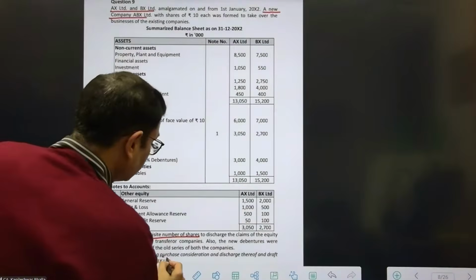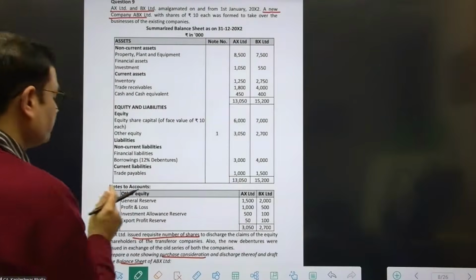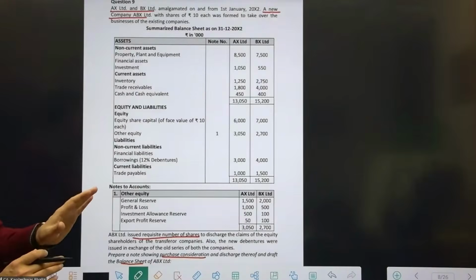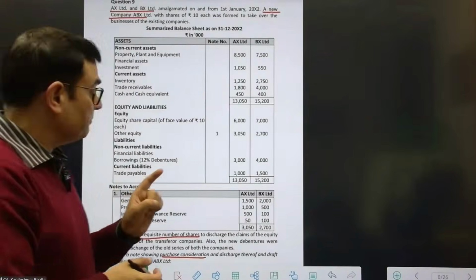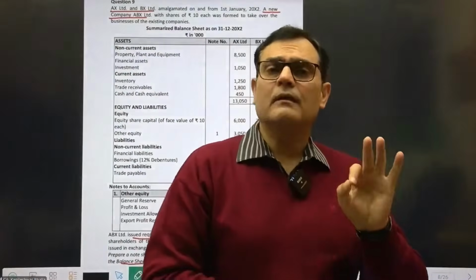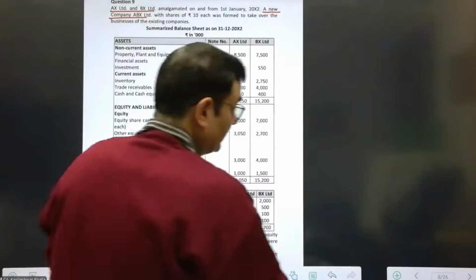We need to calculate the purchase consideration and the discharge, and also make the draft balance sheet of the new company, that is ABX. So we can clearly see from the inputs that a new company is created and the consideration is primarily in shares. Undoubtedly, we know it's a reverse acquisition, but we'll still go with our 6 steps in terms of reverse acquisition. So let's begin the journey. We will first start with the 6-step model. So, the answer to question 9.